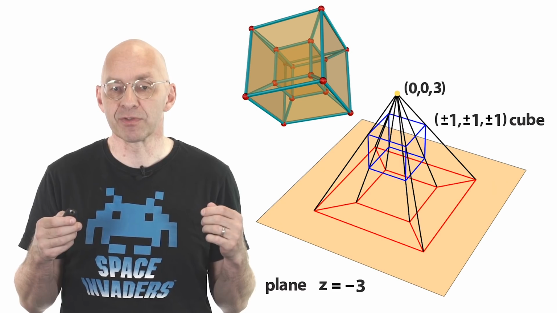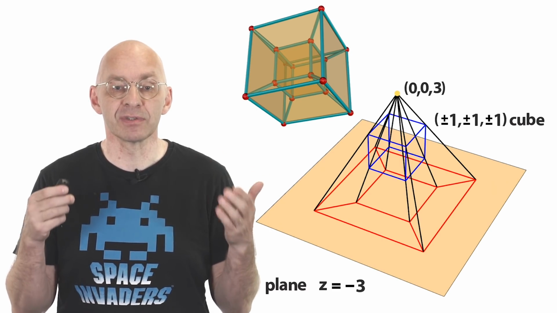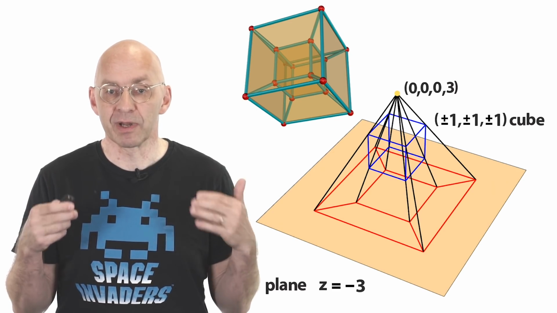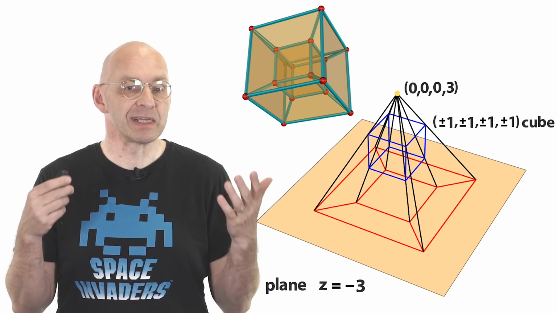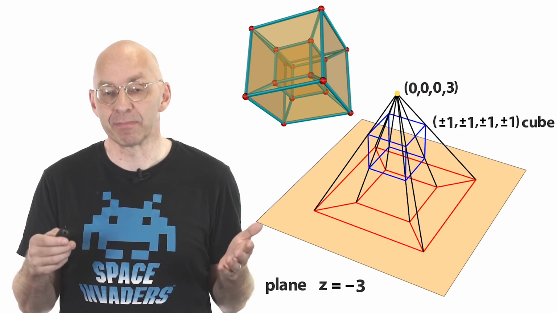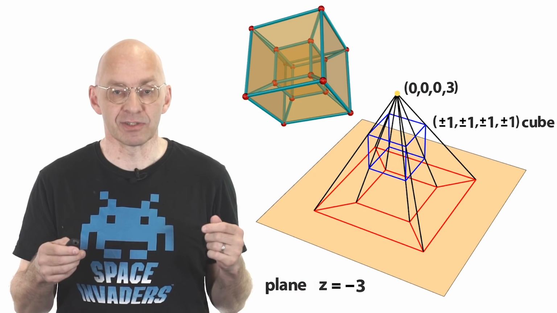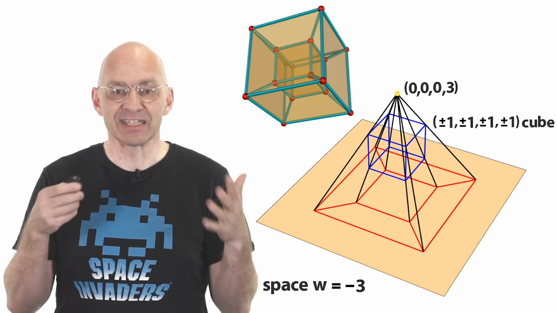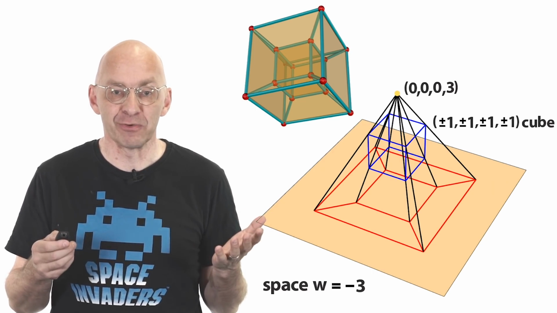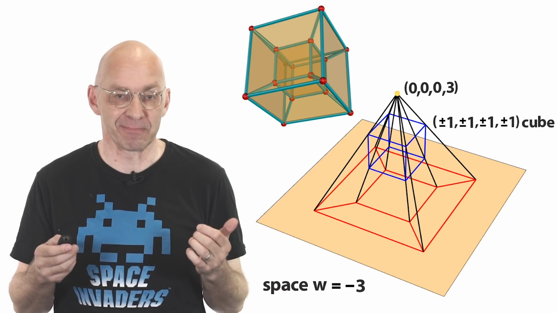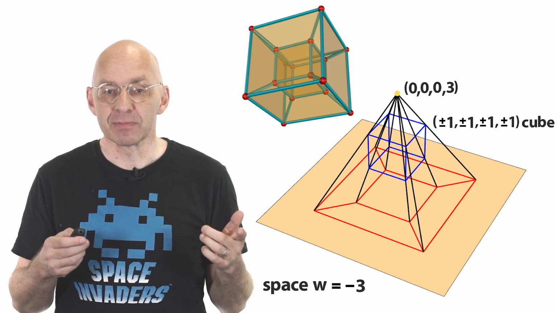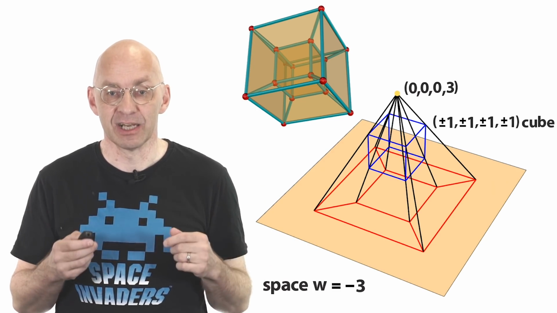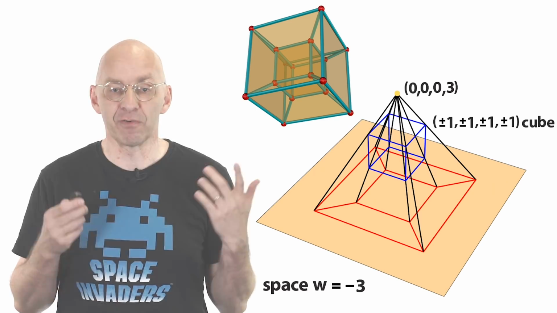So replace the (0,0,3) coordinates of the light source by (0,0,0,3). Replace the ±1 coordinates of the 3D cube by the coordinates of the 4D cube. And replace the 2D plane by the 3D hyperplane w equals -3. Then push the execute button and voila, as if by magic, the shadow of the 4D cube appears out of nowhere on your computer screen. Let me show you the programs for the 2D and 3D shadows side by side to drive home the point how easy it is to create these nice 3D shadows of 4D cubes.